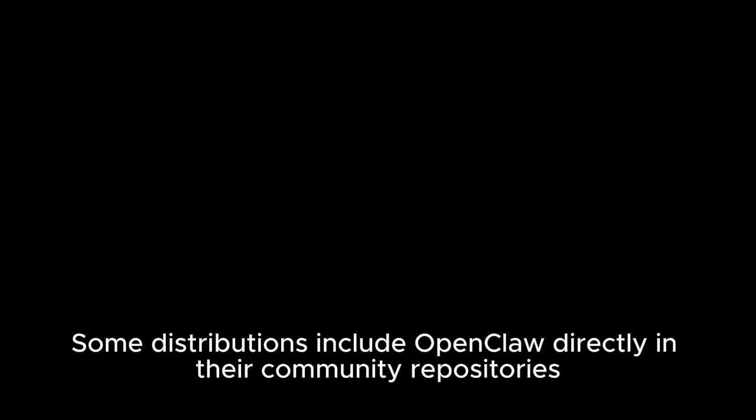For beginners, the easiest path is using pre-built packages if they're available in your distro's repositories. Some distributions include OpenClaw directly in their community repositories. On Debian-based systems, you might find it in a PPA or through manual installation of a .deb package. On Arch-based systems, the AUR usually has it ready to go. The beauty of Linux is flexibility. But don't worry, you don't need to compile from source unless you want to.